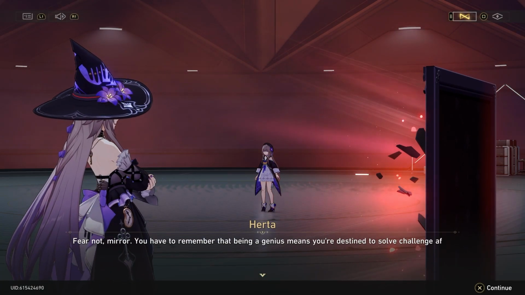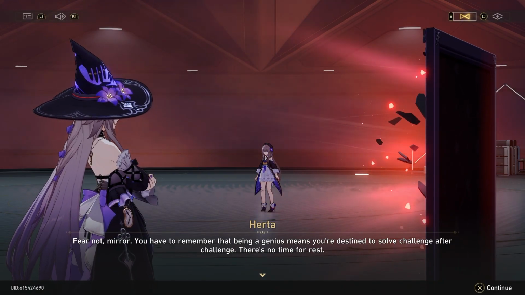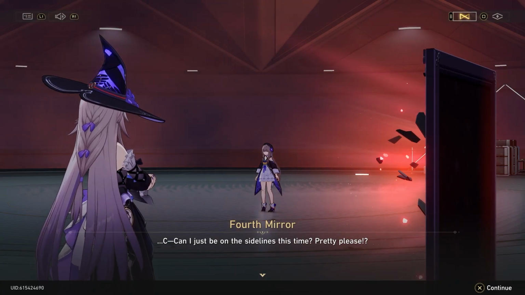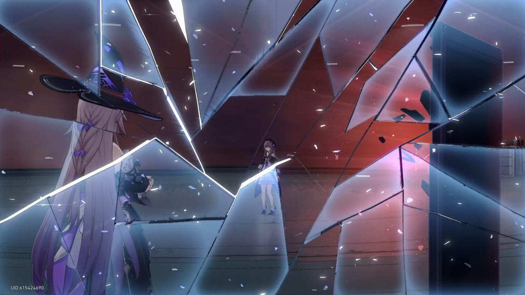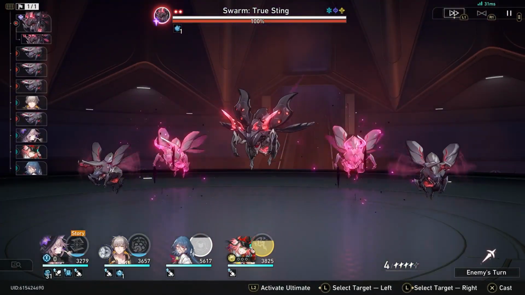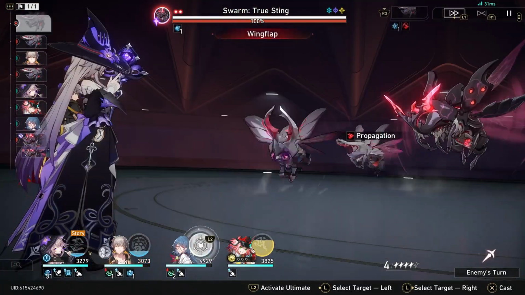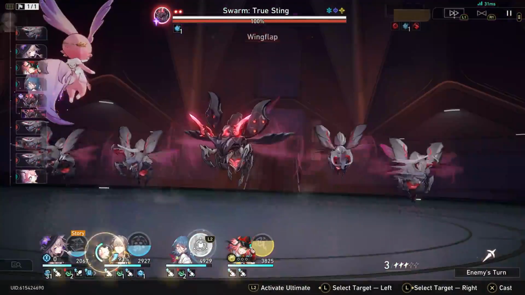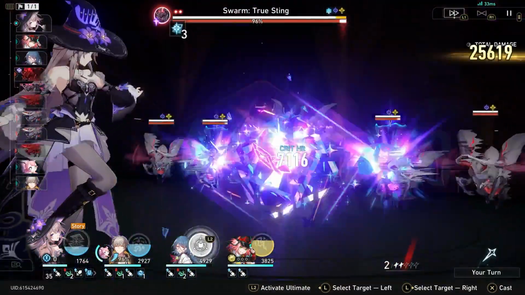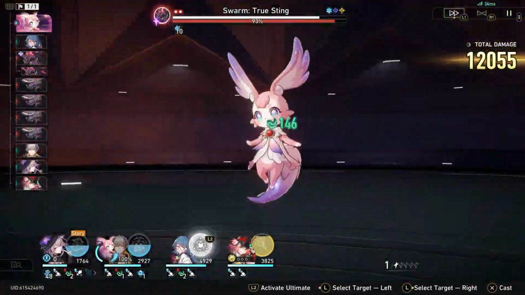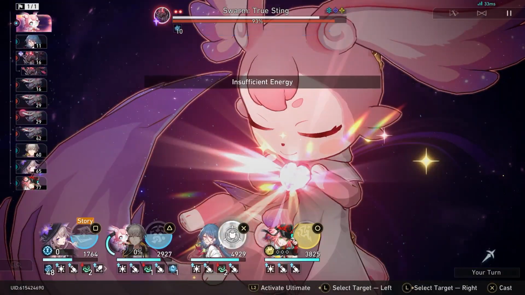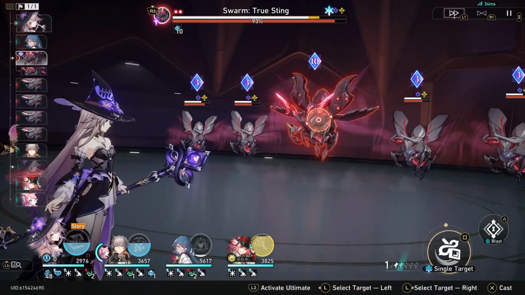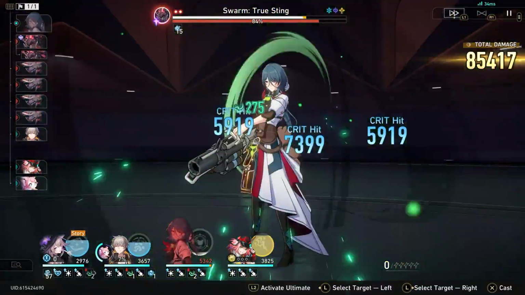Fear not, Mirror. You have to remember that being a genius means you're destined to solve challenge after challenge. There's no time for rest. Can I just be on the sidelines this time? Pretty please. Impressive, almost. I don't have time for games. Open sesame. Evil leave at once, rotate ink painting! Just a little something. Think nothing of it. Impressive. This is worth learning. Expand your thinking. Naughty child nap time.